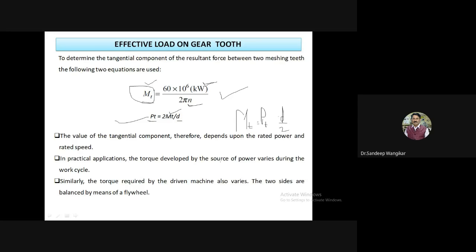In practical application, now I will explain to you what the concept of maximum is, what the concept of rated is, and what the relation between rated and maximum is. This we will be discussing now.